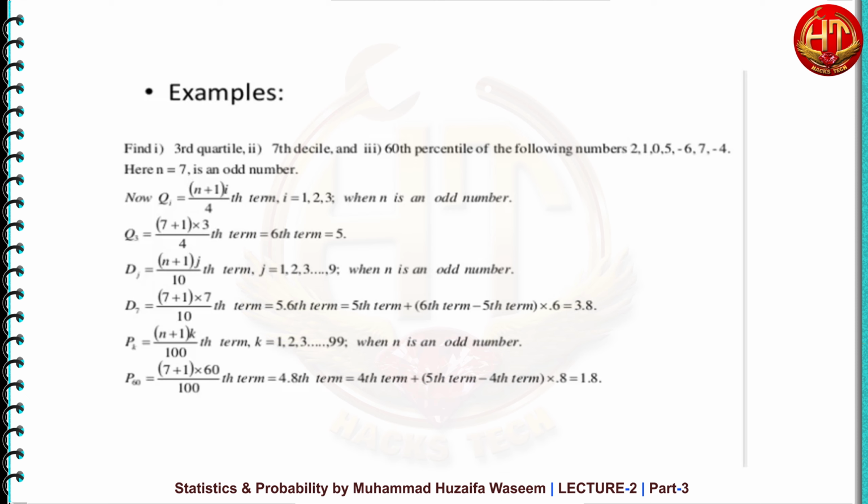Now next is the 60th percentile. You have to calculate the 60th percentile. So put n is equal to 7 and you have to calculate the 60th percentile. It means that i is equal to 60. Then 60 multiplied by 8, then divided by 100, is equal to the 4.8th term in the given series. So the fourth value plus 0.8 multiplied by the fifth value minus the fourth value in the given series, which is equal to the 1.8 value. The 60th percentile is equal to the 1.8 value. So this is your answer.